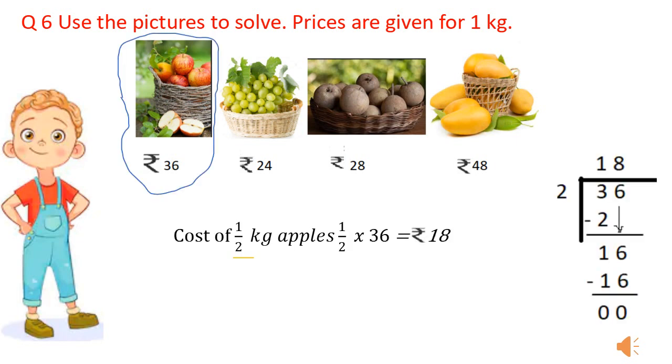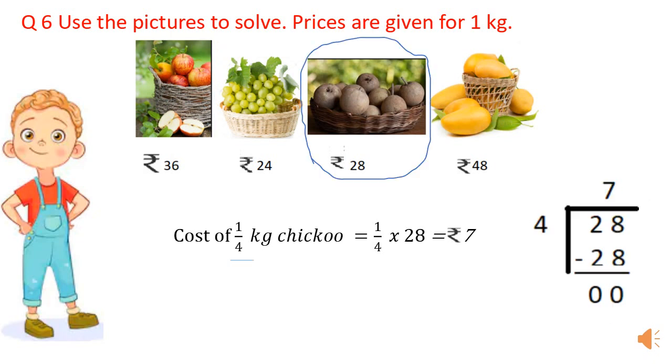Now let's find out what is the cost of half kg apples. Now see in the picture, 1 kg of apple costs rupees 36 and you are asked to find out how much is the cost of half kg. That means 36 you have to divide by 2. So you will see that you get 18 over there, right? It means half kg of apple costs rupees 18.